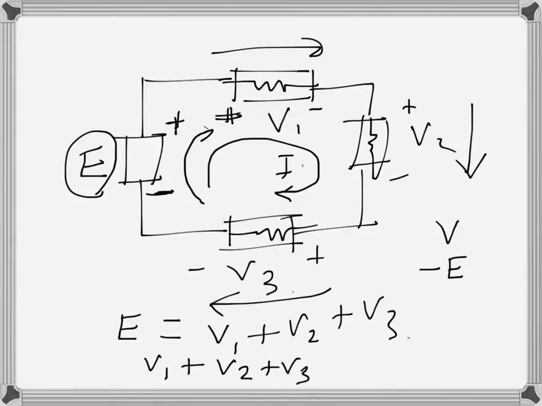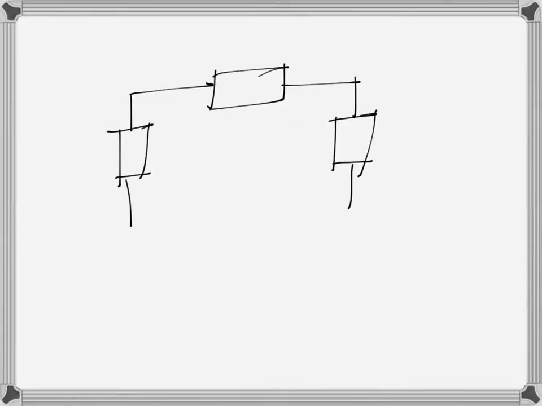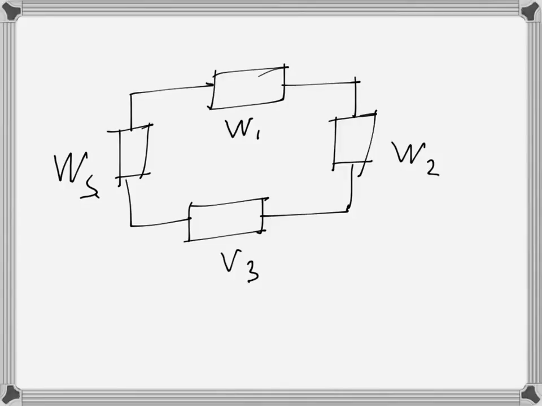So these are positive because they are drops, and this is a negative drop, which is a rise or an EMF. This is Kirchhoff's voltage law, and it actually comes from conservation of energy. If we have one source of energy supplying, which is the battery, and 3 of them dissipating energy, this is the energy supply, and these are the energy dissipators. Let's call them W1, W2, W3. These are resistors that dissipate the energy supplied.